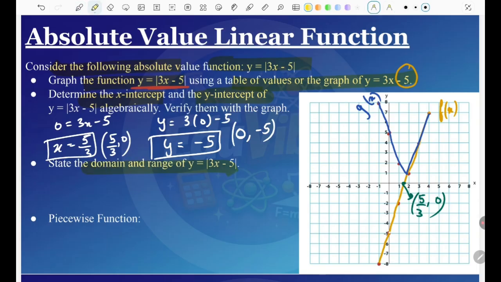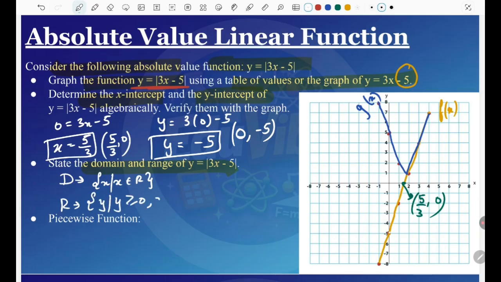Now they mentioned we have to state the domain and range of this absolute function. The absolute function here is based on a linear graph, so the domain goes to all the real numbers, which is minus infinity comma infinity. For the range, you can see over there that it is greater than or equal to 0. After that, the range goes to infinity. So your range should be greater than or equal to 0, and x belongs to all the real numbers.